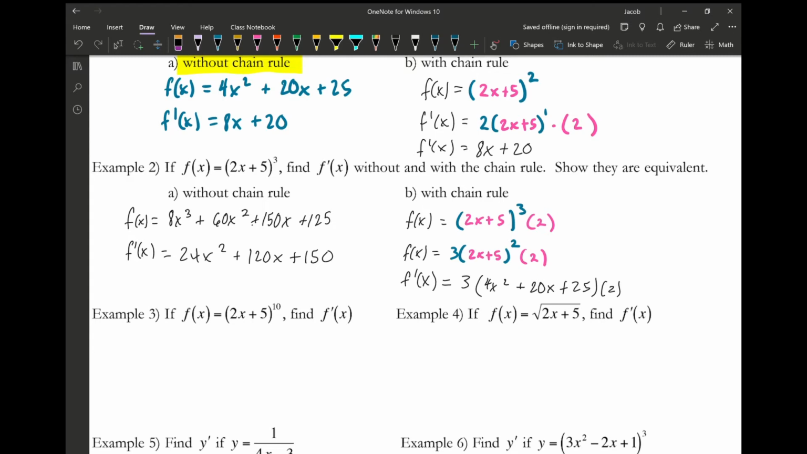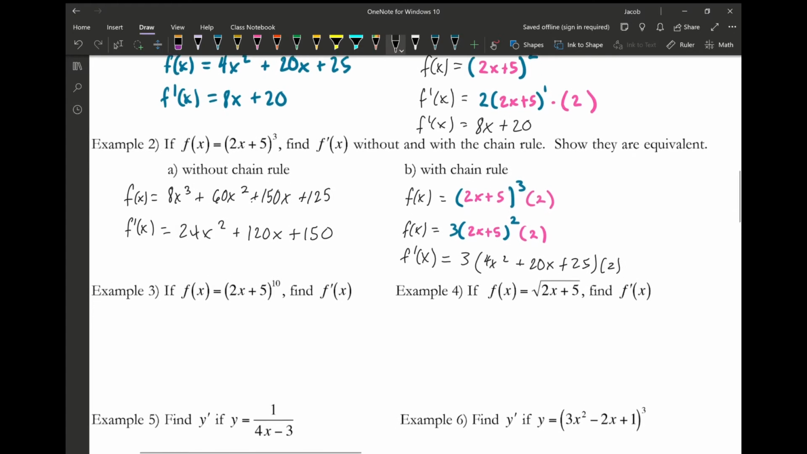So this one's kind of in between. It's sort of rough either way. You've got to multiply out a cubic and then take the derivative. That part seems kind of easy, but then simplifying here after taking the chain rule is just a little bit of a task. You have to multiply out a binomial squared. So we know that they're equivalent just based off what we found. So that's another example for the chain rule.